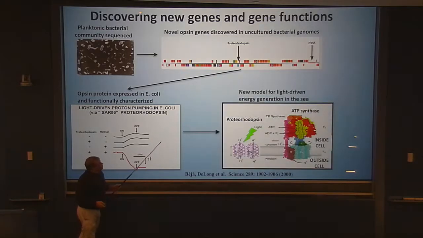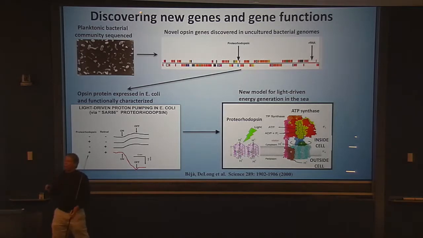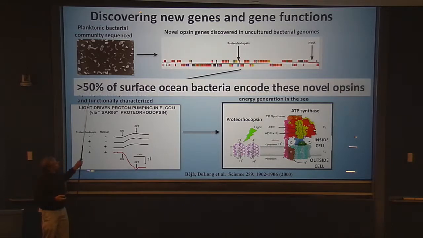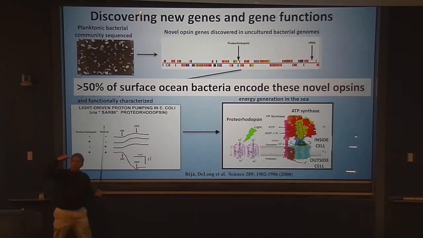So that was exciting, and it led to this sort of model of how we think these opsins are functioning in marine bacteria out in the environment. And at first, Marion's right, we were really lucky to run into this. On another perspective, we weren't, because it turns out that greater than 50% of surface ocean bacteria actually contain these novel opsins. So this turns out to be a very prevalent feature in microbes that live in surface oceans that can get a little extra boost from converting light energy into biochemical energy.